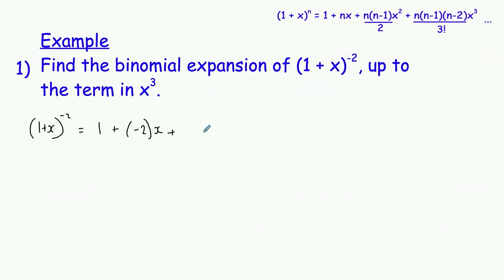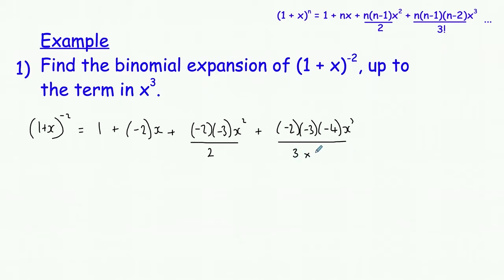Third term is going to be -2 for n, -2 minus 1 is -3, then we've got x squared, and that's over 2. And the x cubed term is going to start with the -2. Take one off, that's -3. Take another one off, that's -4. x cubed over 3 factorial. Now I'm not going to write 3 factorial, I'm going to write 3 times 2.